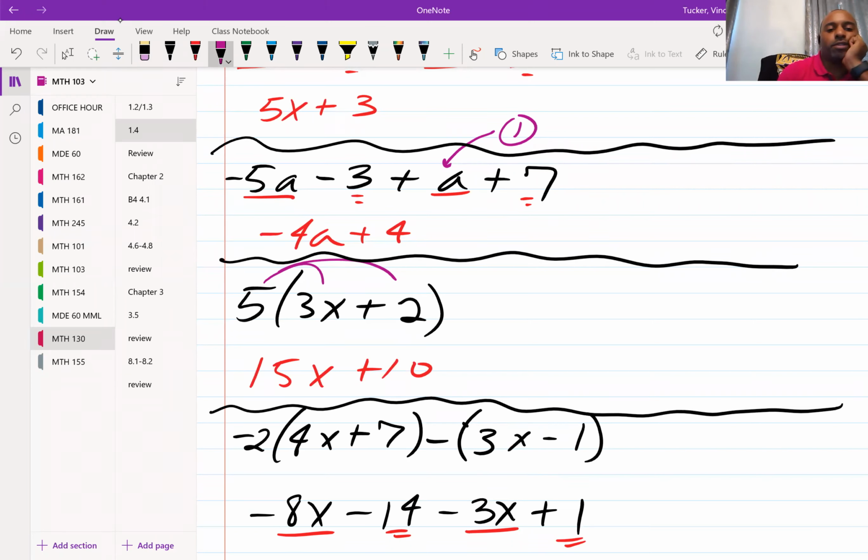Next one, distribute negative 2 into the parentheses first, and then negative. This negative is the only thing that's sitting in front of the parentheses. So you treat it the same way you would a number. So negative 2 times 4 would be negative 8. Negative 2 times 7 is negative 14. Negative times 3x is negative 3x. Negative times negative 1 is positive 1. So any problems with that distribution before we combine our like terms?